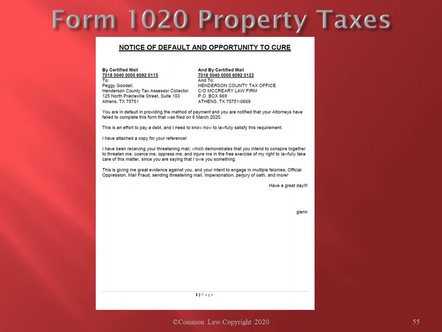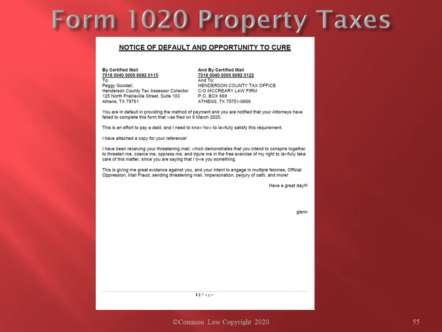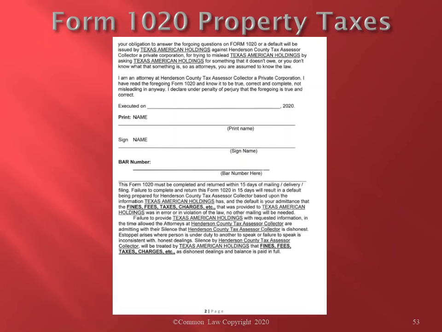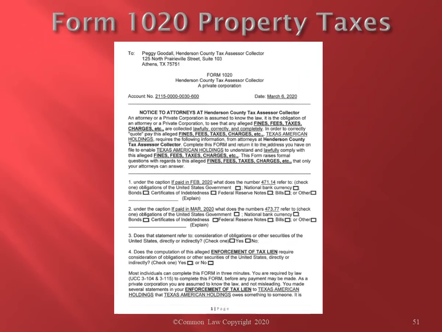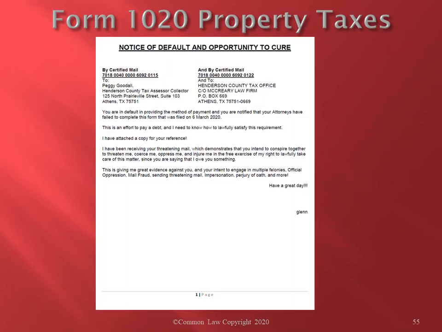This is interesting because this particular debt, they all of a sudden went silent. Okay, and so this here, watch what happens with this. This one I sent by certified mail. The other one I only sent by 3-cent mail. Okay, so I didn't put it by certified mail or anything, but it did what it needed to do. These ones I sent by certified mail. You're in default of providing a method of payment. You're notified that your attorneys have failed to complete this form, which was filed on 6 March 2020. This is an effort to pay a debt. If you don't, and to lawfully satisfy this requirement, I've attached a copy for your reference.